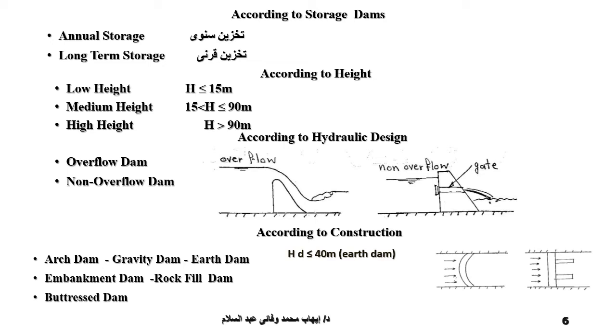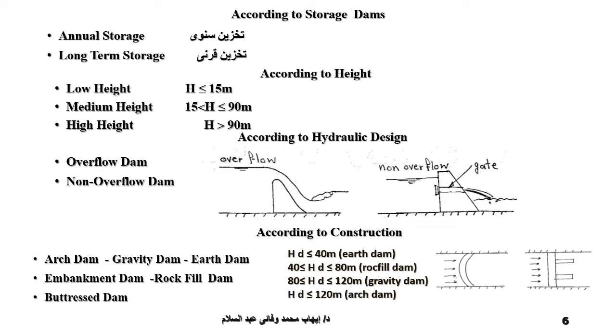For low height, H is less than or equal to 15 meters. For medium height, H is between 15 and 90 meters, bigger than 15 meters and less than or equal to 90 meters. High height, H is bigger than 90 meters. According to hydraulic design: overflow dam and non-overflow dam. That appears in the shape.